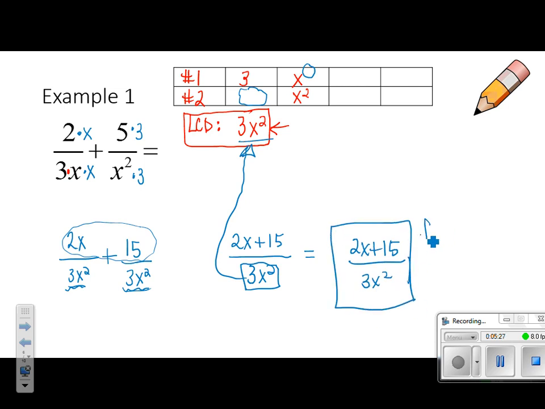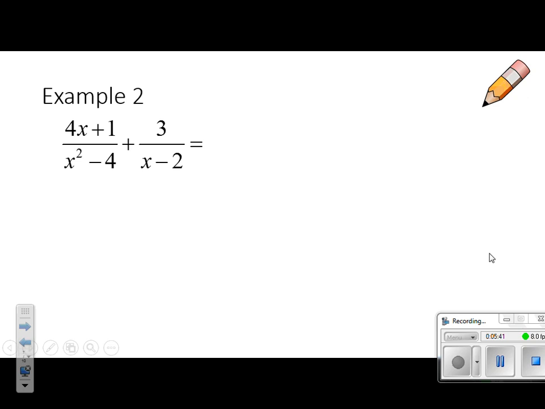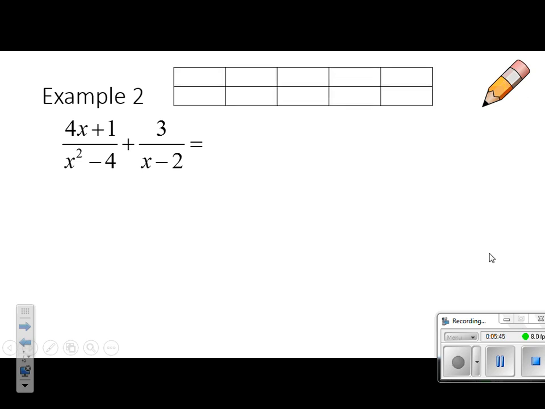Nothing can cancel. Okay, I probably could have circled this one over here, but I had the bottom already worked. I mean, I put this arrow and stuff, so I just rewrote it the same thing. All right, example number 2. Again, I made my handy dandy chart, okay? And I'm going to look at each fraction individually.